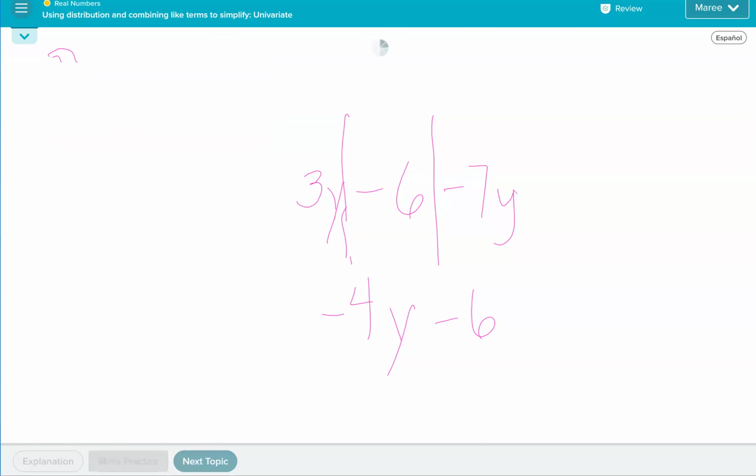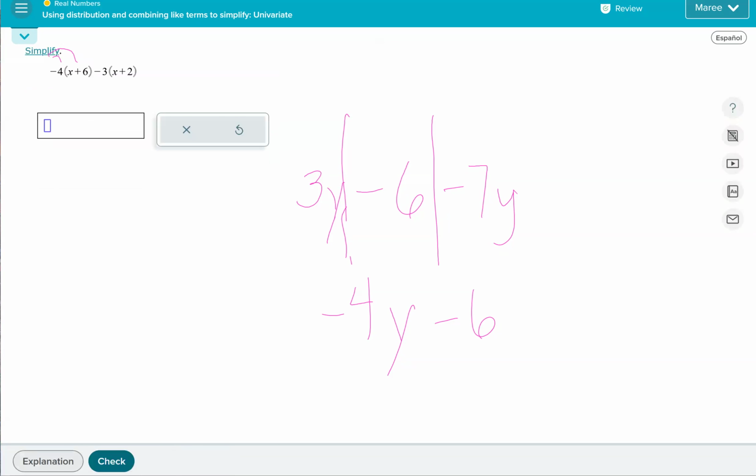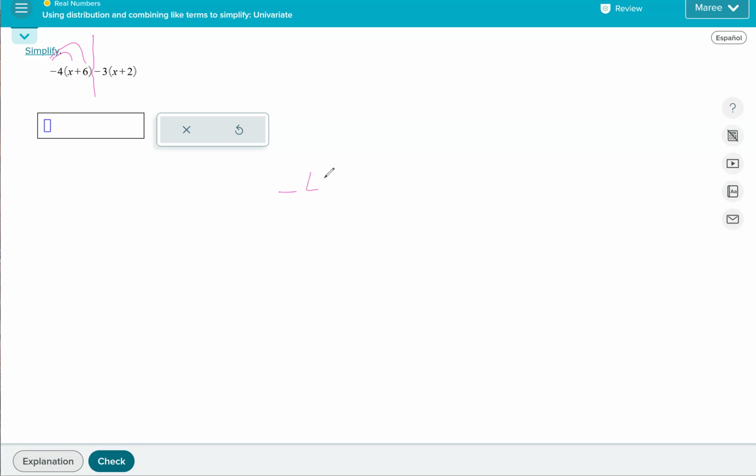And we'll do one more just so that it becomes a little more solidified. So in this problem, there is a lot of room for error here, and that's because the numbers outside of the parentheses are negative. Both of them are. So if I draw a little line right here, right before the negative sign, we have a negative 4 that we're multiplying by each of these. So negative 4 times x is negative 4x. And negative 4 times 6 is a negative 24.